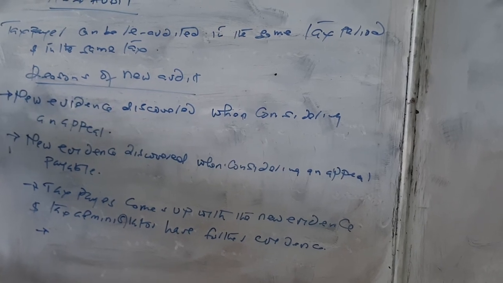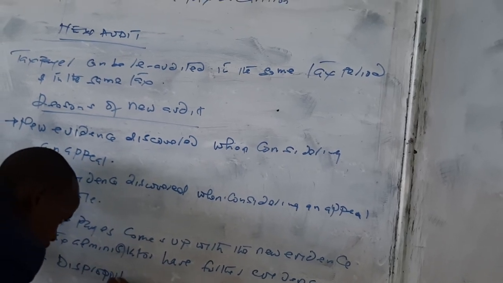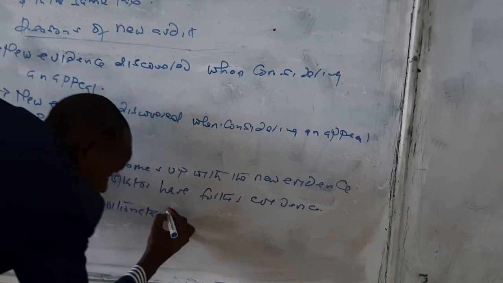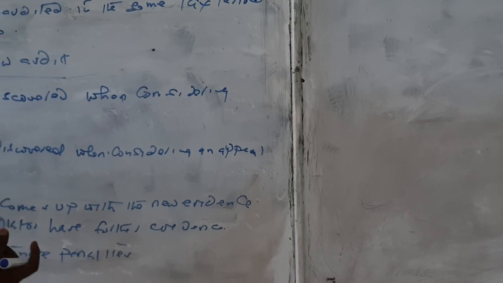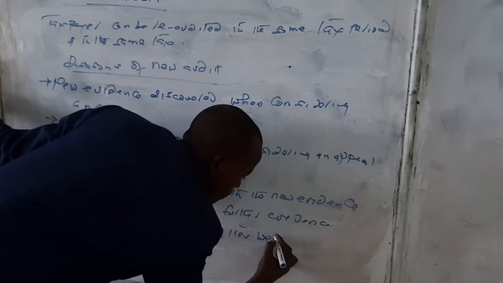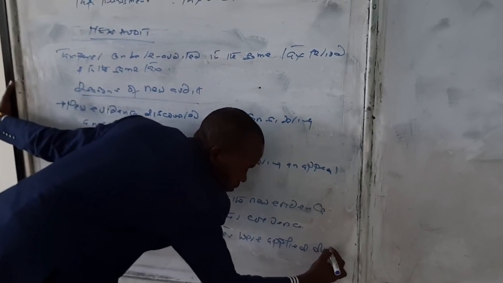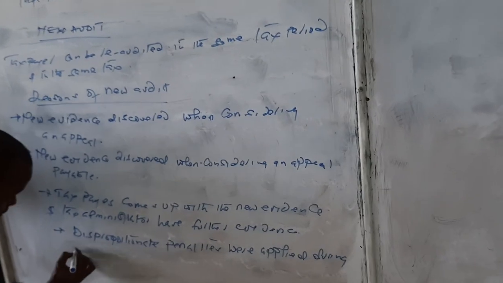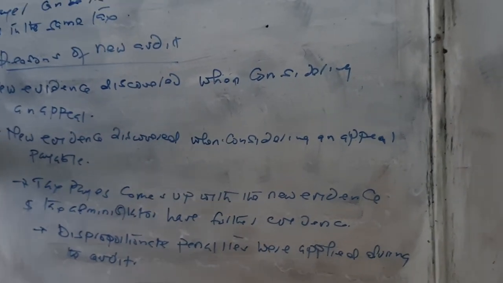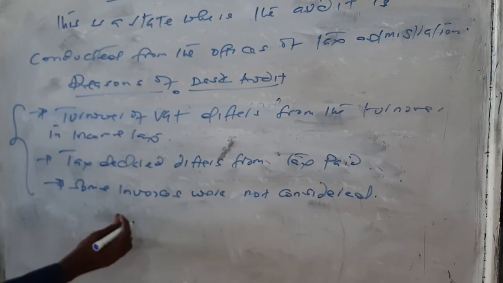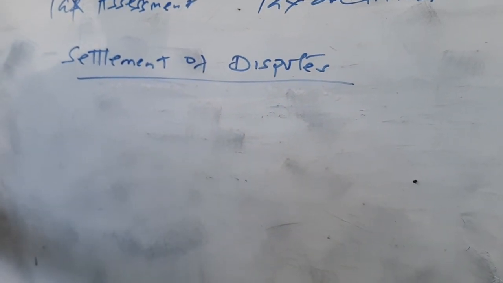Another factor can also be disproportionate penalties, where disproportionate penalties were applied during the audit. So those are the reasons of new audit. So here, let's talk about the settlement of disputes.